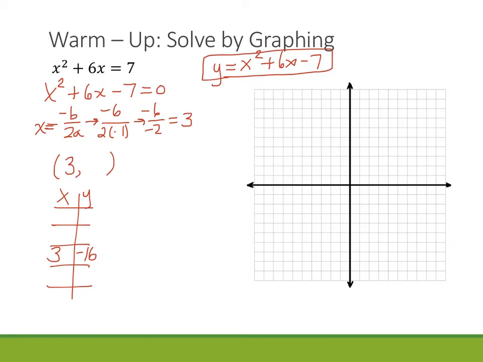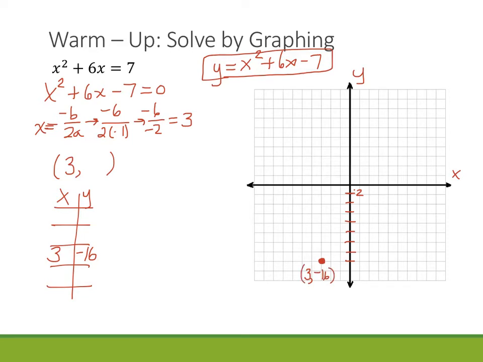Well, I don't have on my axis over here 16 units to go down. So I'm going to use a scale of 2 when I graph this. So the first point would be negative 2, then negative 4, negative 6, negative 8, negative 10, 12, 14, 16. So the point 3, negative 16 would be about right there. And this is going to be my vertex. So 3, negative 16 is the vertex for my graph.